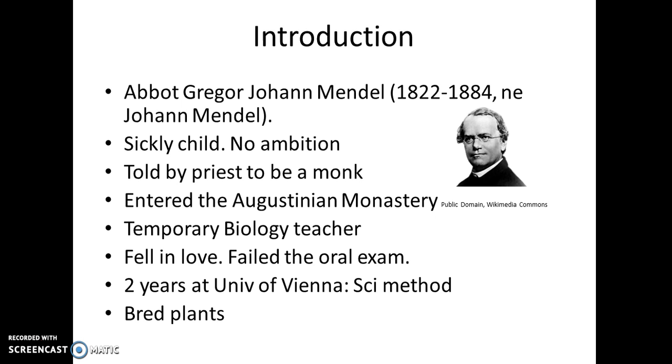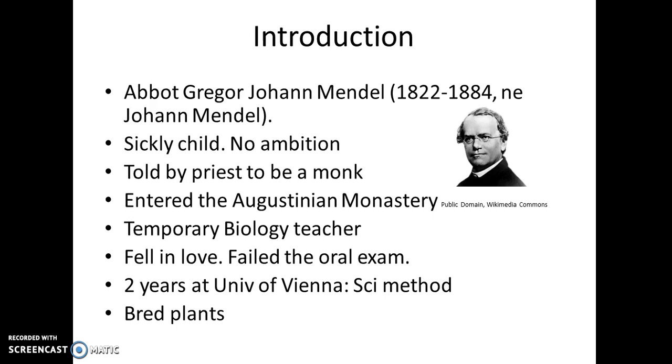He had no ambition whatsoever, and he was told by a priest to become a monk. That's how much ambition he did not have. He entered the Augustinian monastery, and he fell in love with teaching biology. He wanted desperately to be a biology teacher, but on his way out to Vienna, on the train ride, he started to worry. And when he got into the oral part of the examination, he froze, and he could not teach biology.